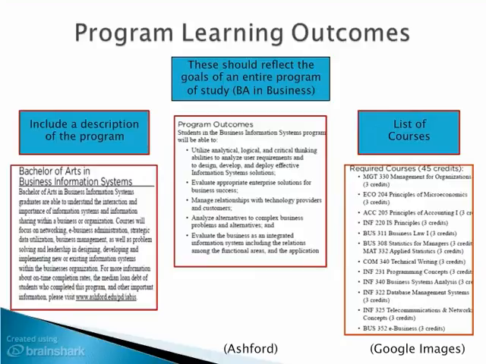Notice on the slide I have a picture of including a description of the program for Bachelor of Arts in Business Information Systems. I also have the program outcomes. These should reflect the goals of the entire program of study. And I have a list of courses that are available in this program. These come directly from the Ashford Student Guide.